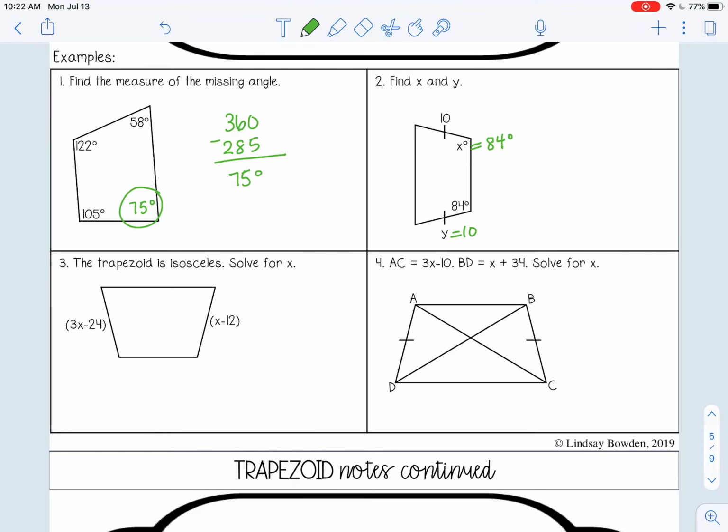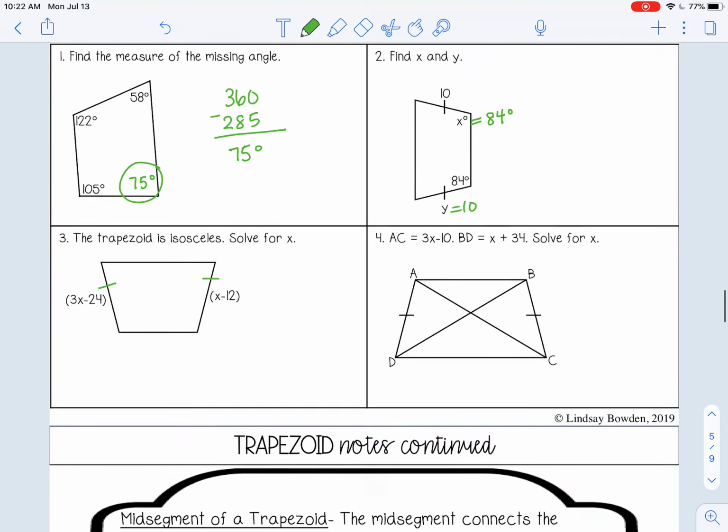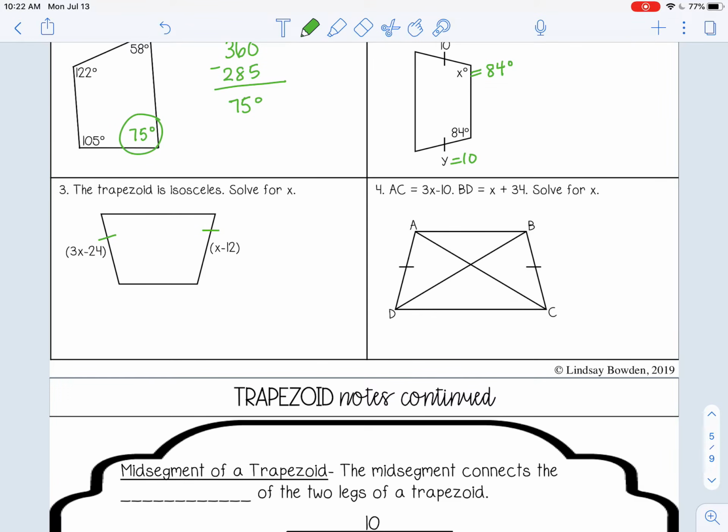All right, number 3, the trapezoid is isosceles, solve for x. So if it's isosceles, these sides are equal, which means the expressions that represent the lengths of those sides will also be equal. So I can set these expressions equal to each other. I don't need the parentheses, and it doesn't matter which expression you write first.